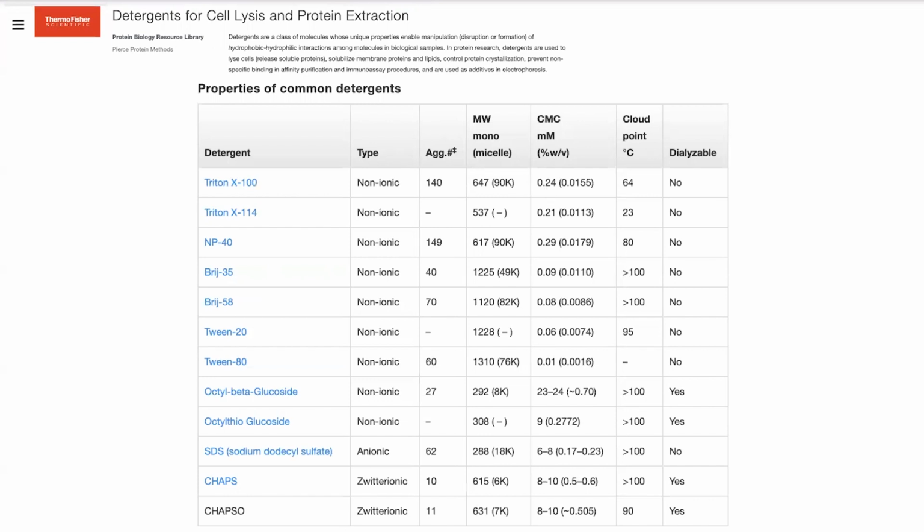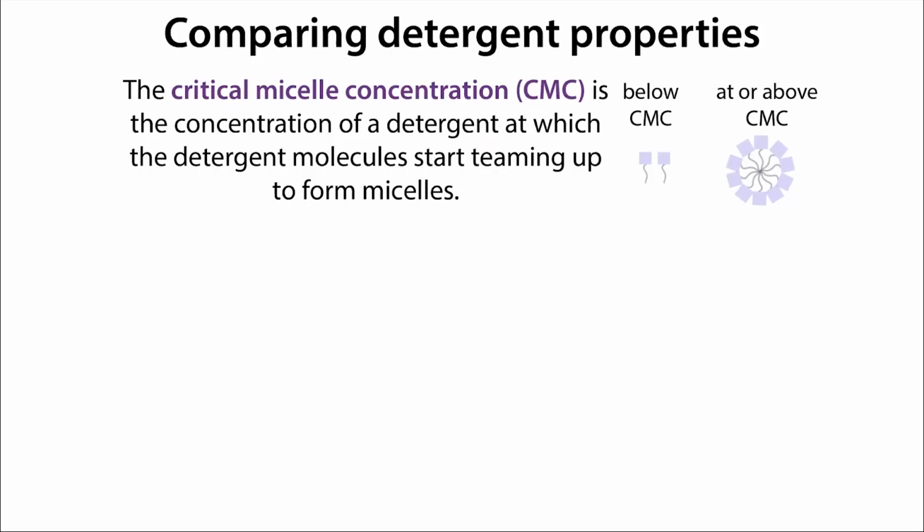But if you're trying to use detergents to solubilize a membrane protein, well, here you're going to need to be above your CMC. So you're going to have higher concentrations that you need. And as we'll see, the CMC is also going to come into play when we think about how we remove excess detergent.